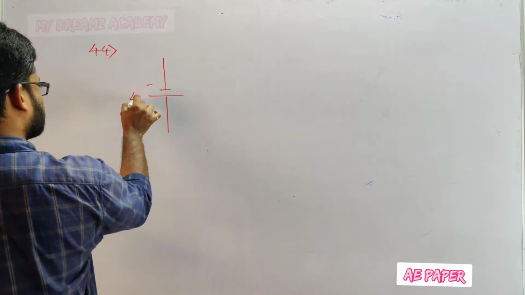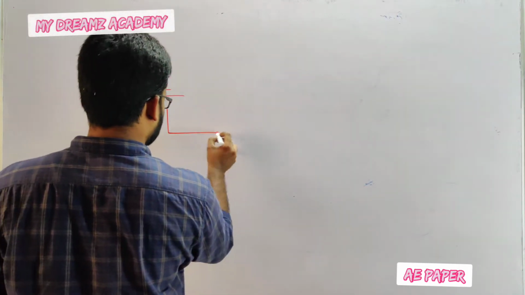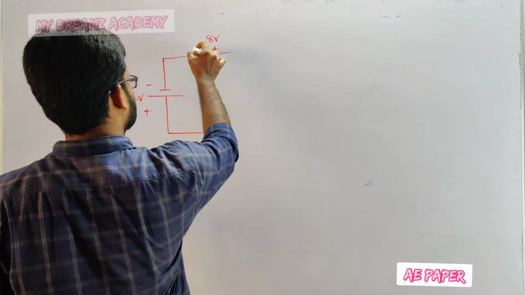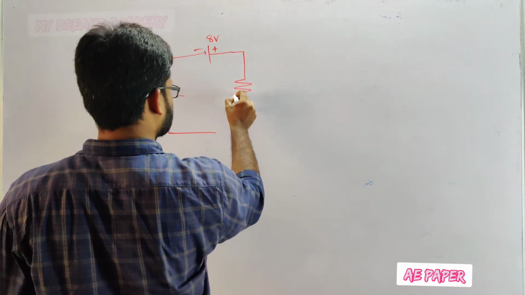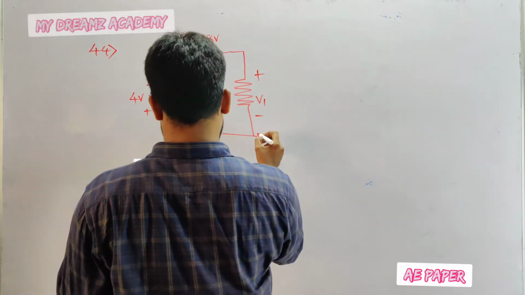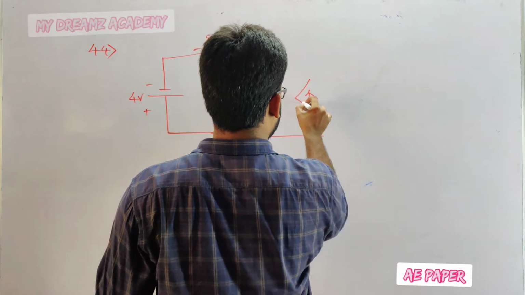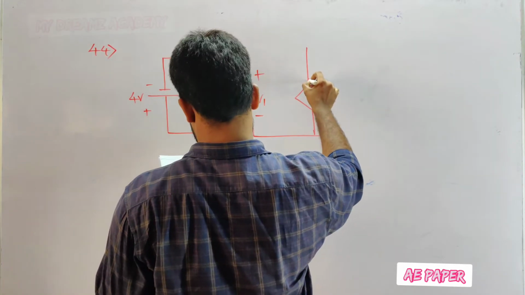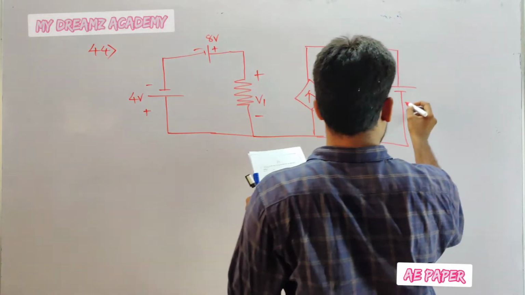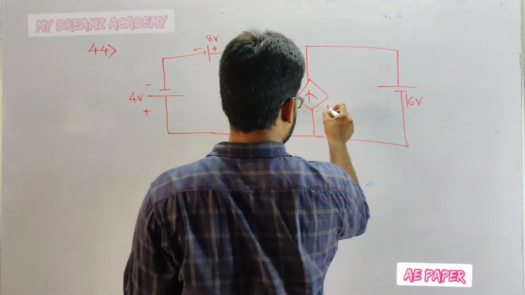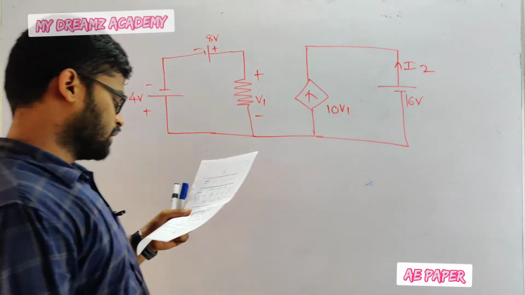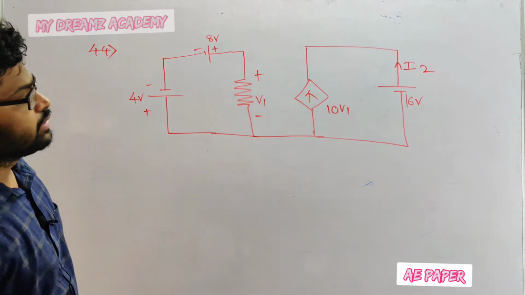Minus plus 4 volts, eight volts, V1 plus minus, the current is flowing like this, 16 volts, 10 V1, the current is I2. The current is I2. We need to find the I2 value.